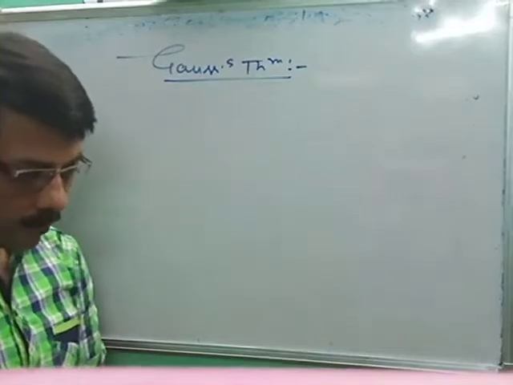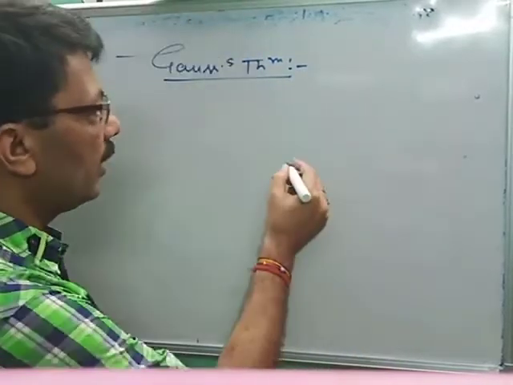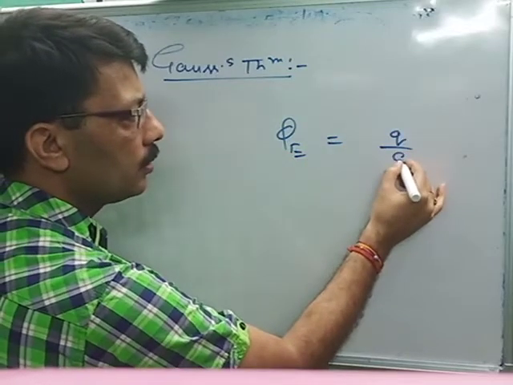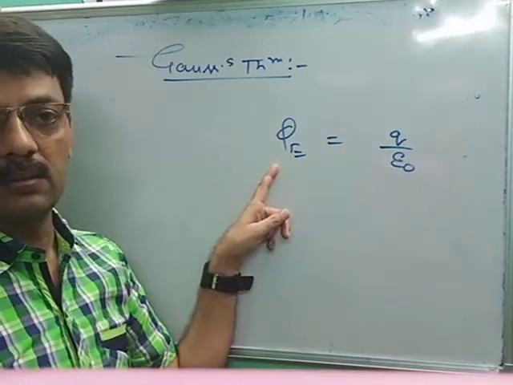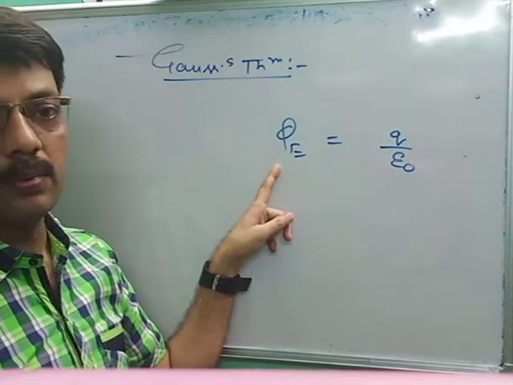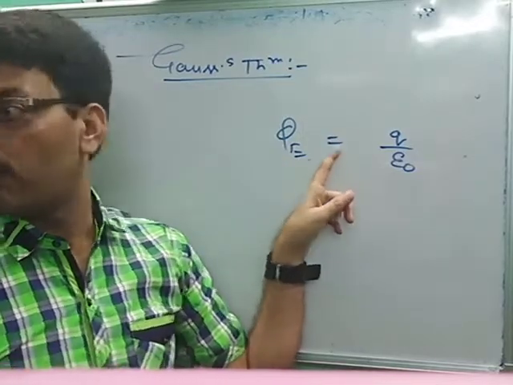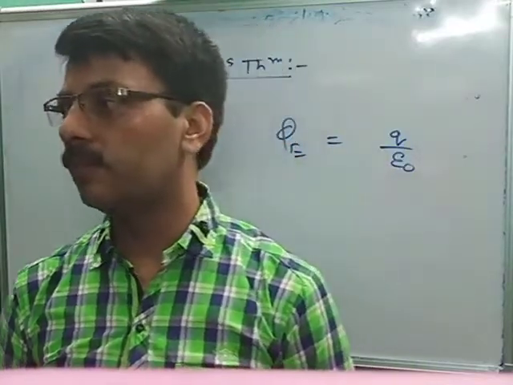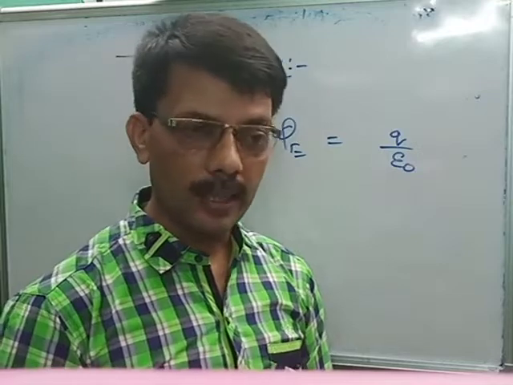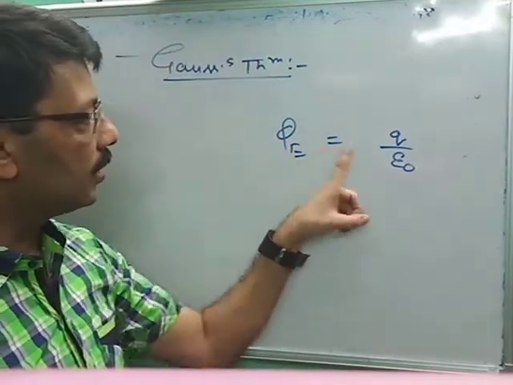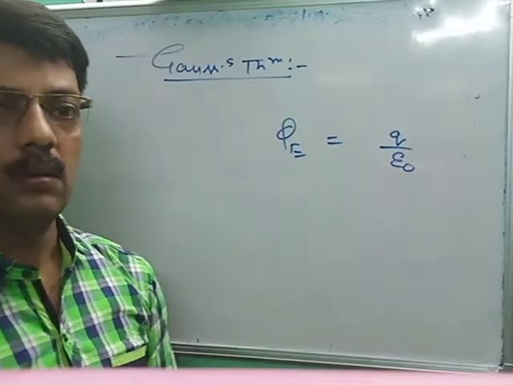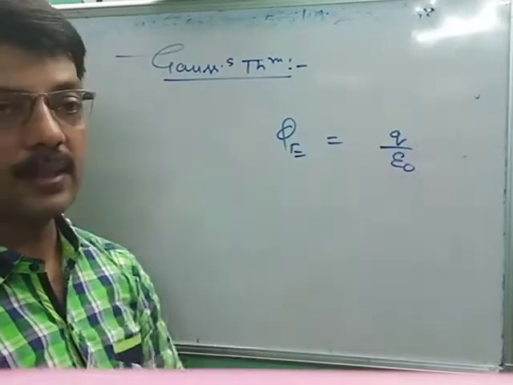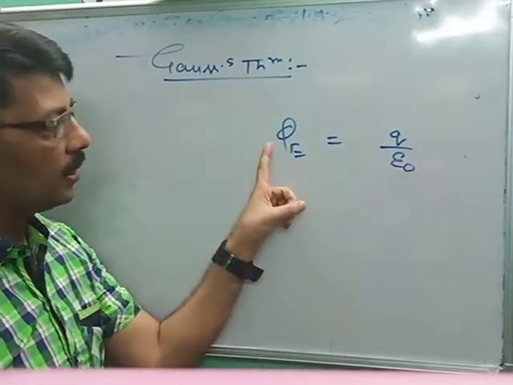Gauss theorem. So note down the definition. This theorem defines the relation between electric flux and charge. According to this, the total electric flux passing through any closed surface will be equal to 1 upon epsilon naught times the total charge. Note down the point: Gauss theorem defines the relation between electric flux and charge. Here phi is the electric flux and q is the charge.